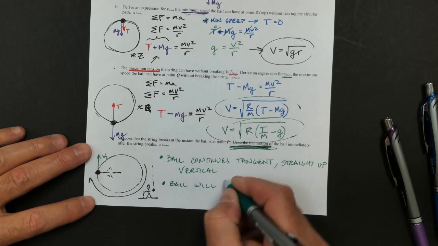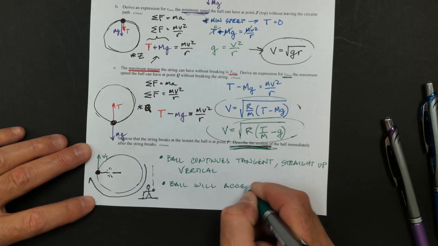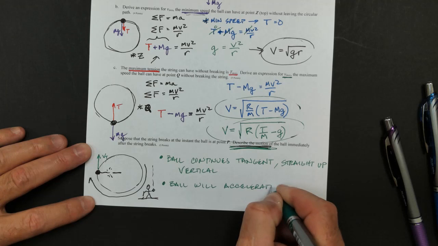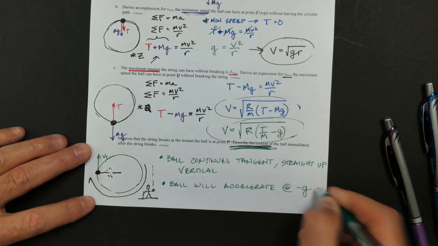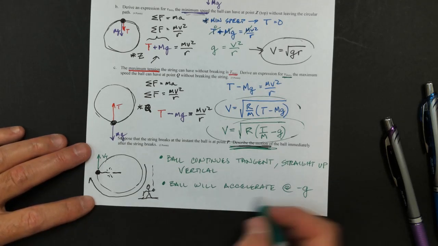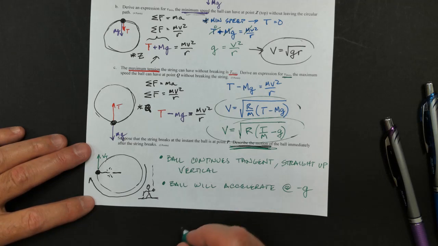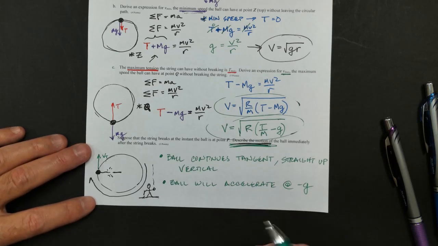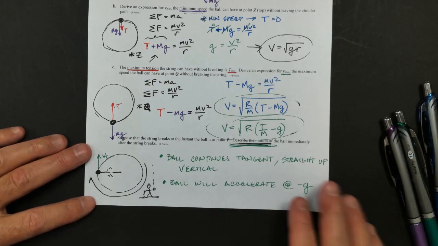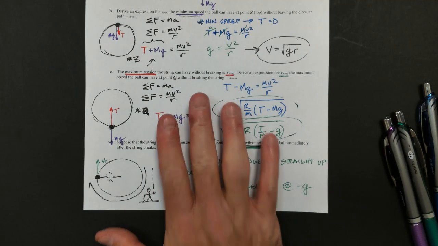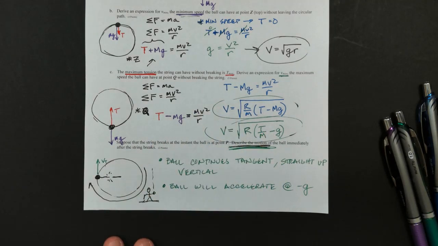will accelerate at negative g. Now that's how I wrote it. You could say the ball will slow down. The ball will slow down due to gravity. Gravity will pull the ball down. Anything like that. Okay?